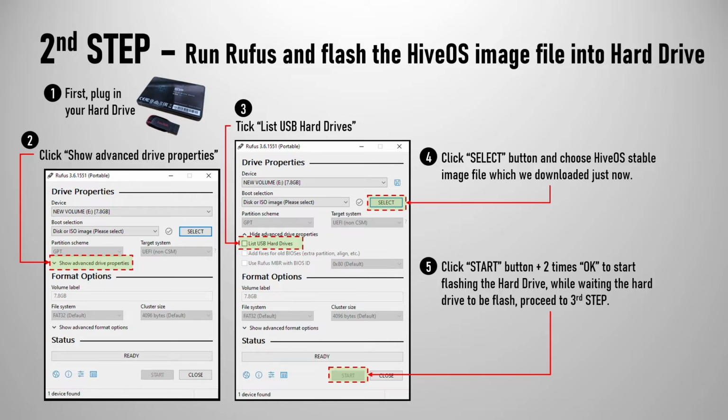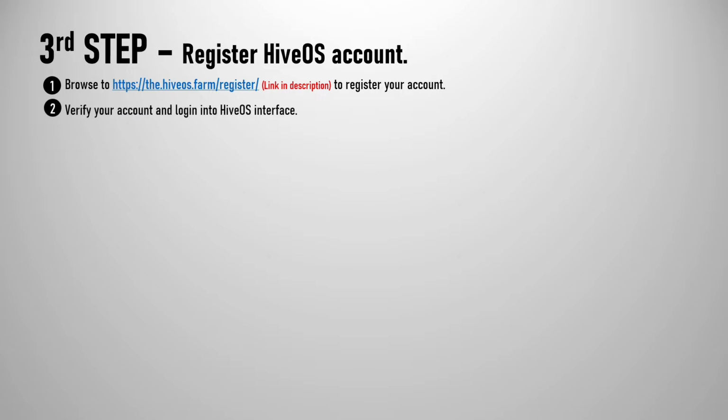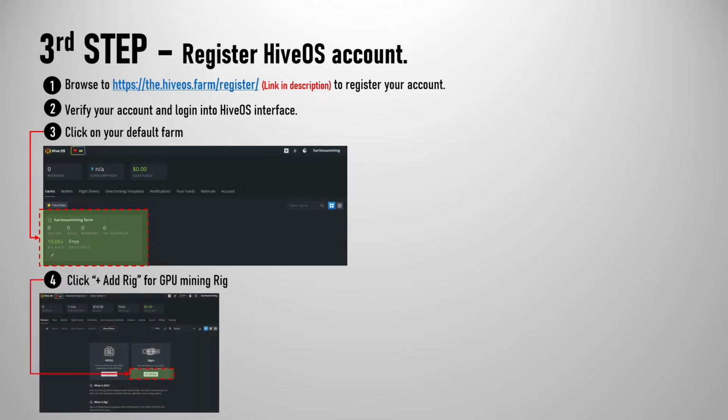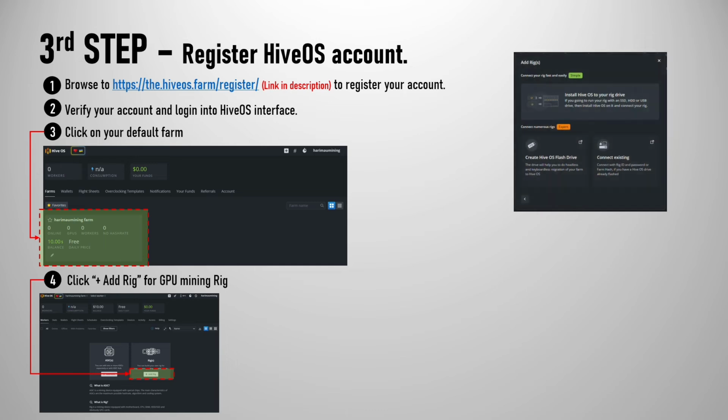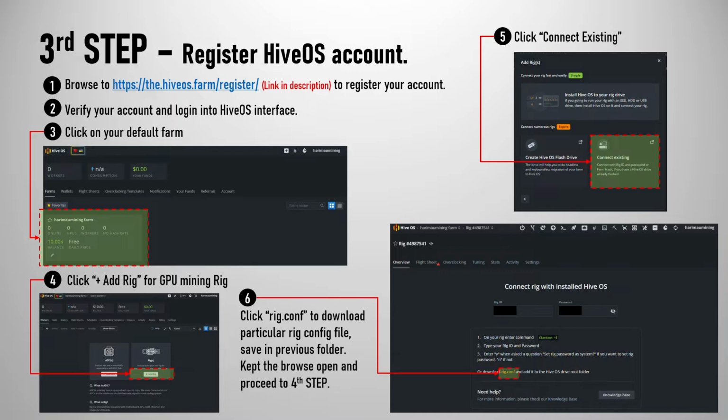While waiting for the hard drive to be flashed, proceed to the third step. Third step, register a Hive OS account. Browse to this link to register your account, verify your account, and log in to your Hive OS interface. Whenever you log into Hive OS, you will see this screen. Click on your default farm, and then click Add Rig for your GPU mining rigs. Then click Connect Existing Rigs. Then it will bring you to this page. Click rig.conf to download the particular rig config file. Save it in the previous folder that we mentioned. Keep the browser open and proceed to the fourth step.